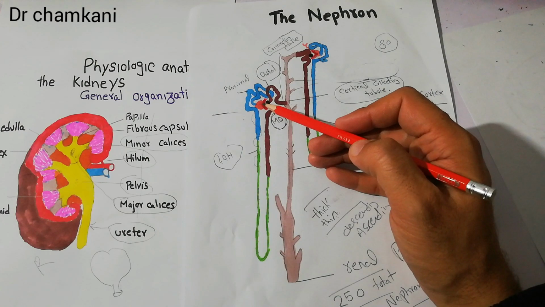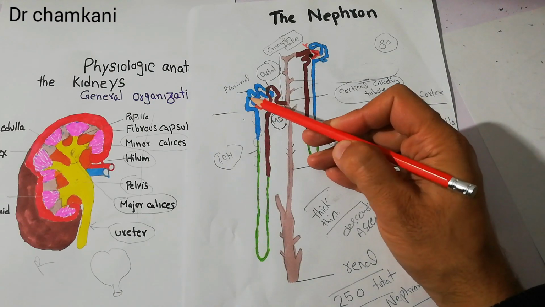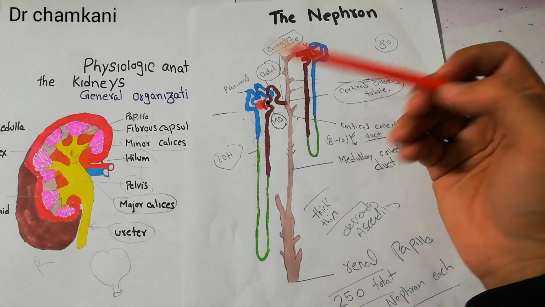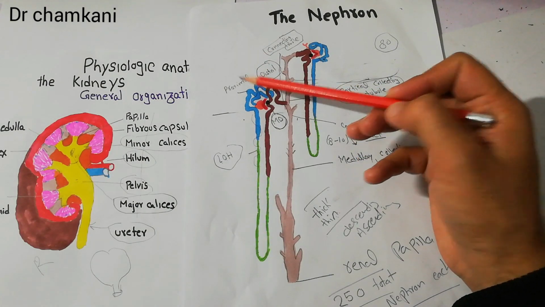Now, fluid is filtered from the glomerulus into the Bowman's capsule, and it will now continue to move in these tubules. The initial portion of this nephron tubule is known as the proximal convoluted tubule.